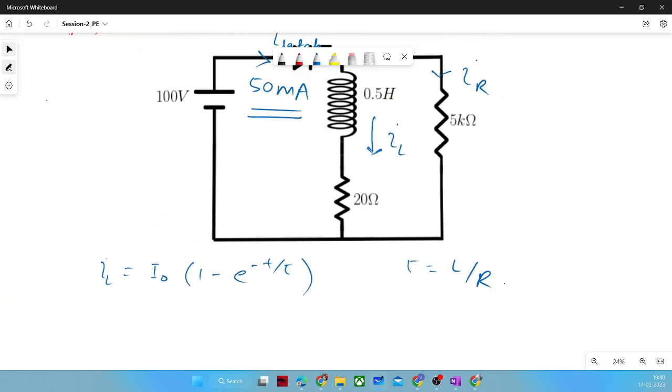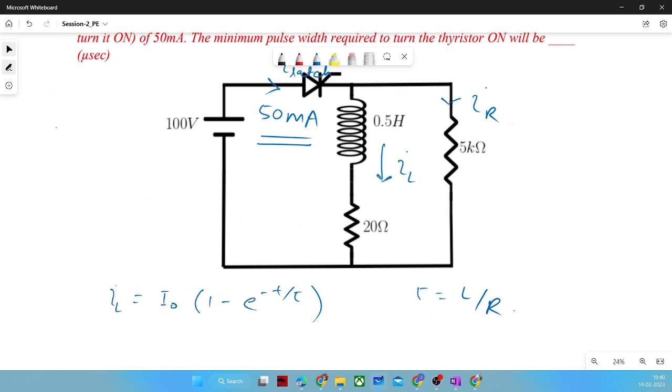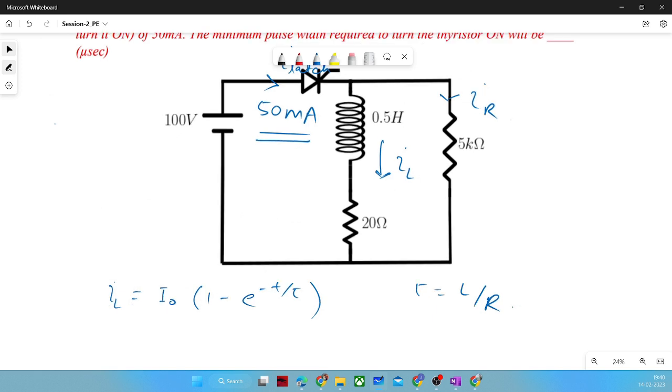And IR, how to find IR? Because IL we derived as an expression I naught into 1 minus e raised to power minus t by tau, right? And two parameters are unknown till now, I naught and IR. Could you please try to hint me how to compute IR and IL? It is just 100 by 5K, yeah, IR. Perfect. IR would be 100 by 5K. What about I naught?